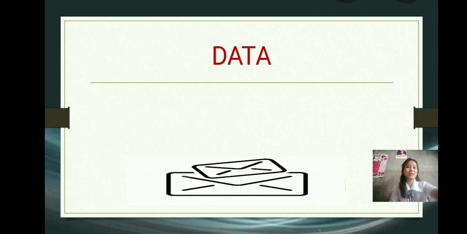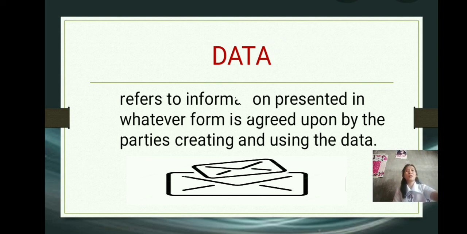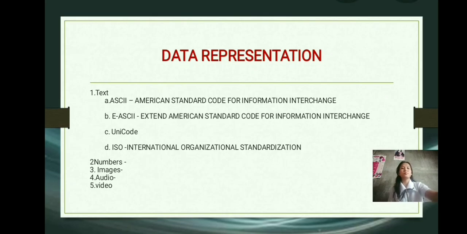So next is the data. Data refers to information presented in whatever form is agreed upon by the parties creating and using the data. So data, in short, is the message or idea that can be conveyed in whatever form. It can be by texting, talking, like that. So let's move on to data presentation.